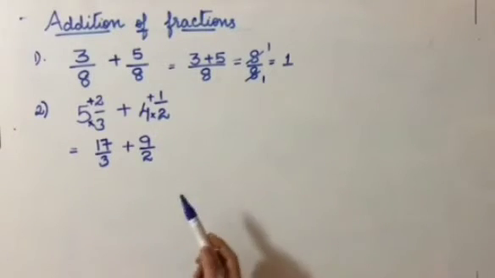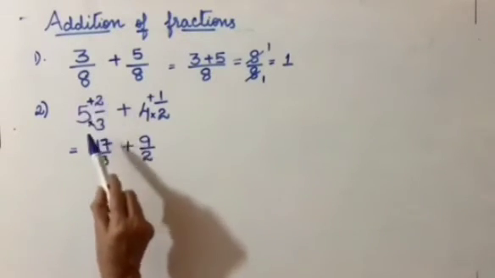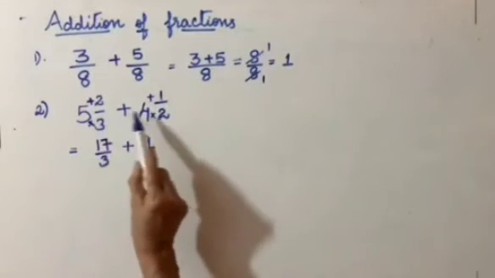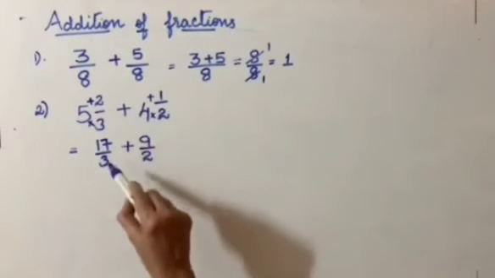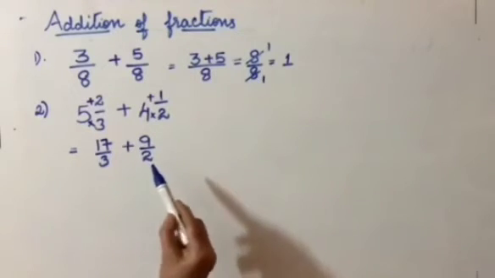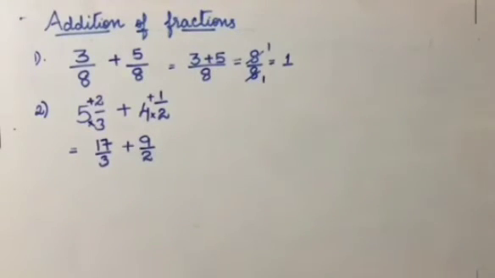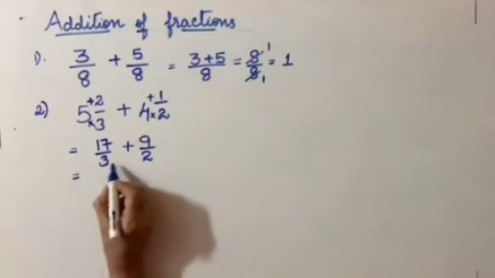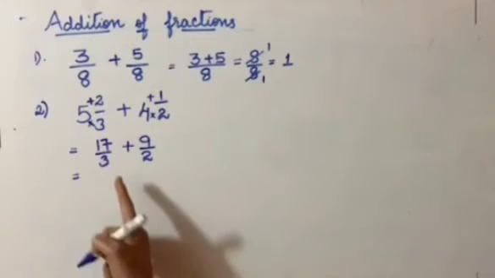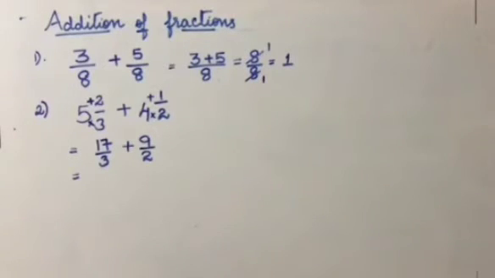Again, let me explain. We have mixed fractions now: 5 2 by 3 plus 4 and a half. Since they are mixed fractions, convert them into improper fractions like this. Just now I explained, and you all know how to convert into improper form. Now, again, what do we check? We have to check if the denominators are common. You can see the denominators are different. So what do we do? We convert them into like denominators.